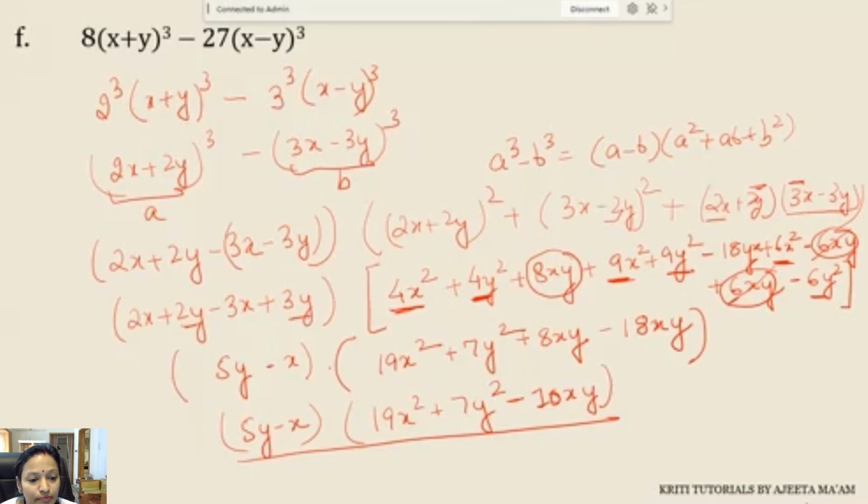So, what will you get? 5y minus x, and here we use the identities for (a plus b) whole square and (a minus b) whole square, and then for the last we have to simply multiply the terms, right? So this is how we did it. And then remember the concept that like terms can be added or subtracted, otherwise we cannot add or subtract unlike terms. Right? Clear to all?